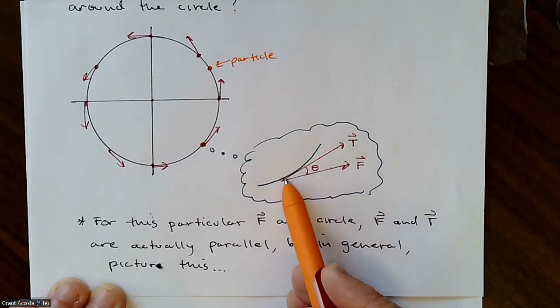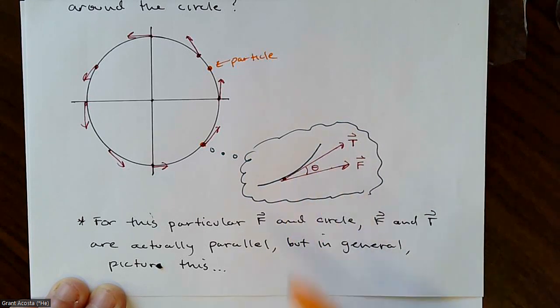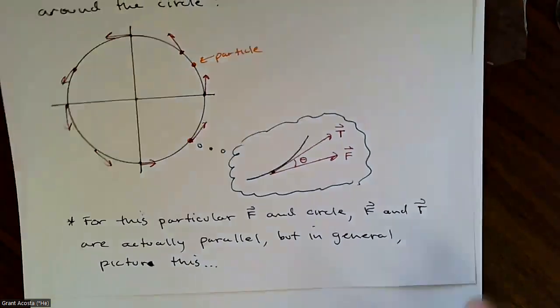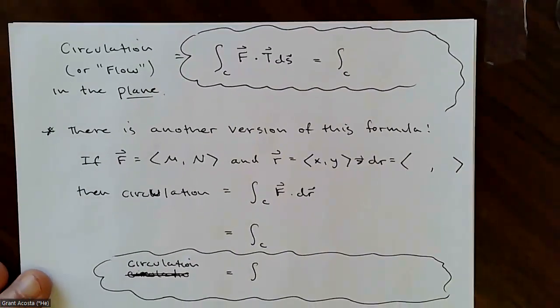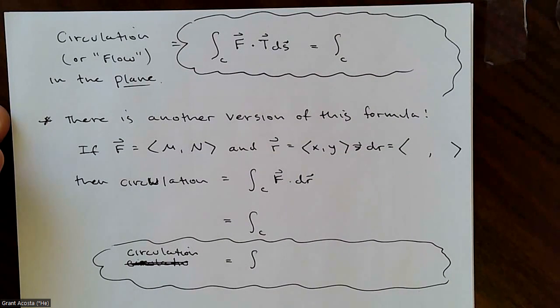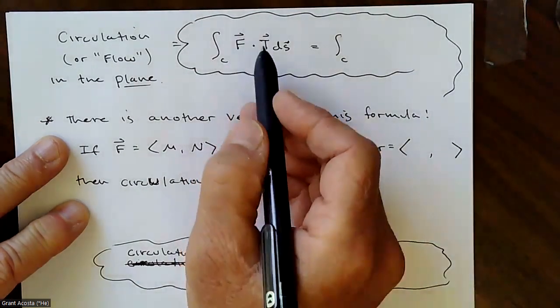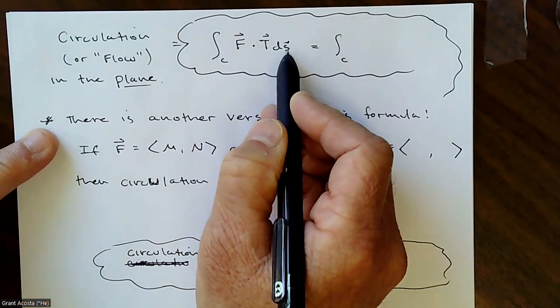But if it wasn't, how do you capture how much of one vector is in the same direction as another vector? If you recall from 21C, that's given by the dot product. And so our formula for circulation is we're going to dot those two. It's F dotted with T times a little unit of arc length. That's what ds means.